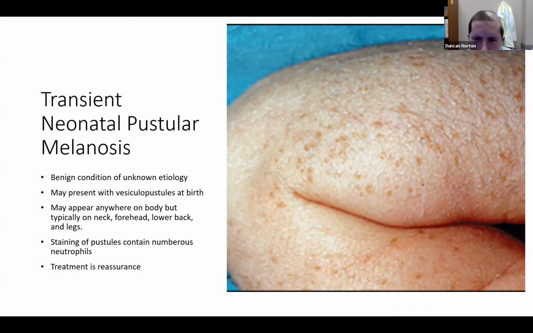The treatment's reassurance. You don't really care. But just let the parents know that this is going to fade over time. It's not going to scar them. They're not going to have these little things forever.